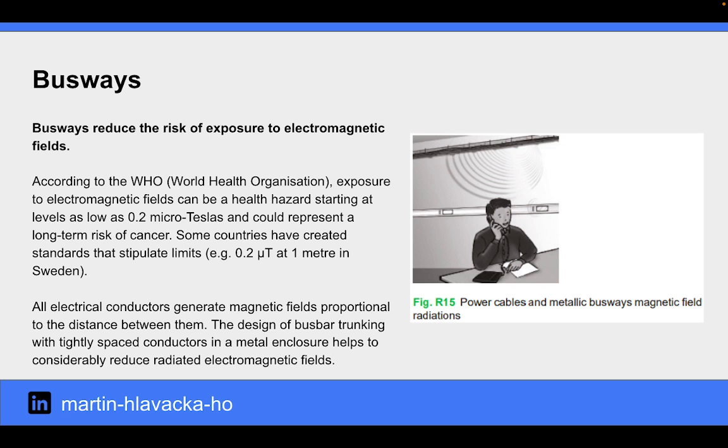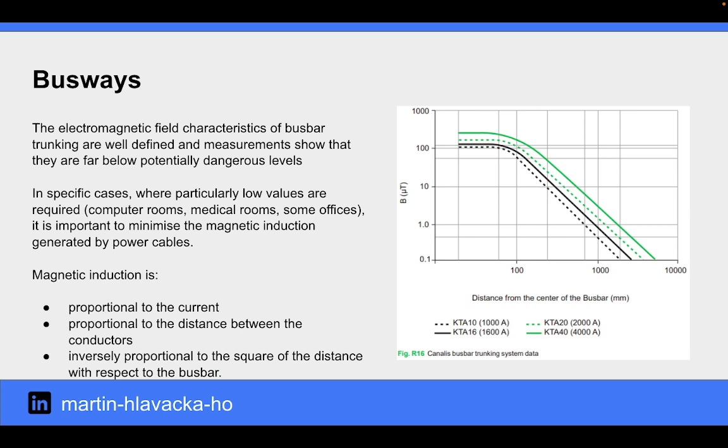All electrical conductors generate magnetic fields proportional to the distance between them. The design of busbar trunking with tightly spaced conductors in a metal enclosure helps to considerably reduce radiated electromagnetic fields. The electromagnetic field characteristics of busbar trunking are well defined and measurements show that they are far below potential dangerous levels. In specific cases where particularly low values are required, it is important to minimize the magnetic induction generated by power cables. Magnetic induction is proportional to the current, proportional to the distance between the conductors, and inversely proportional to the square of the distance to the bus bar.